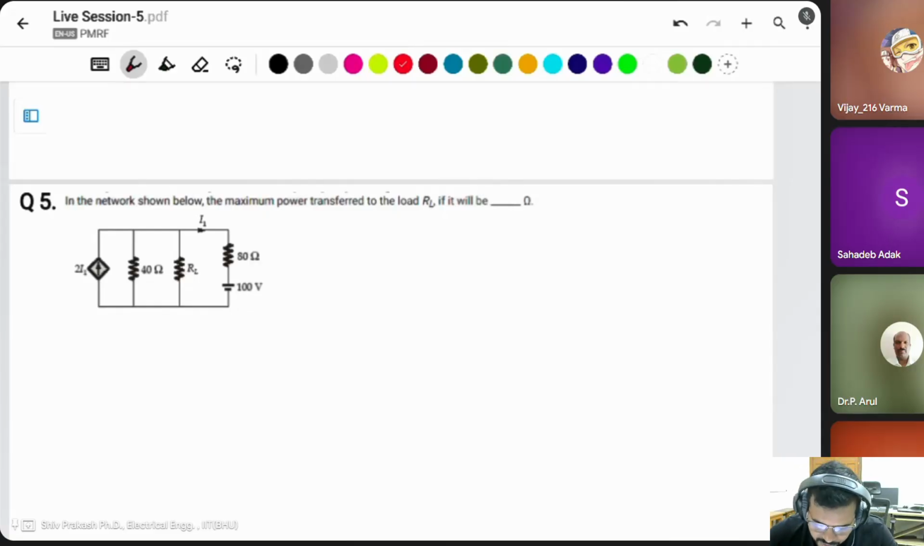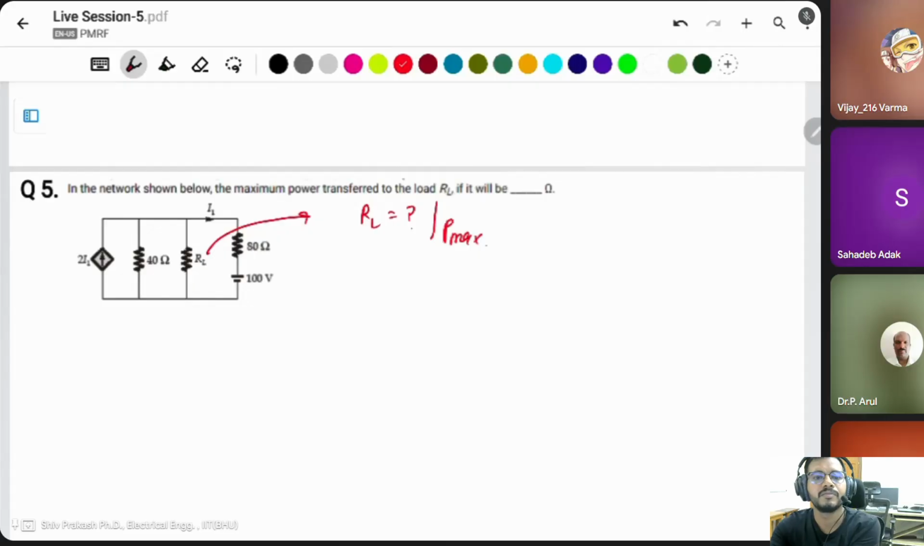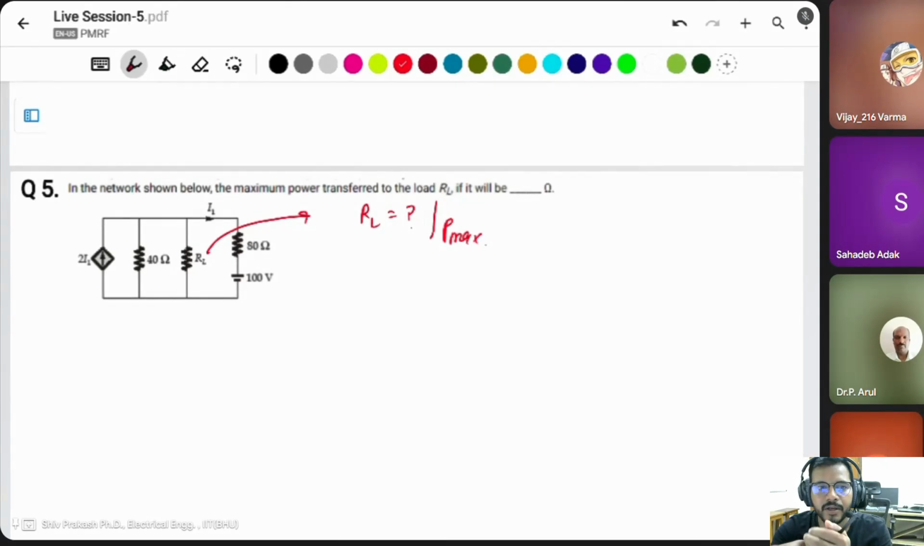Next question: in the circuit shown below, the maximum power transfer to the load RL is asked. It is asking the value of RL for maximum power, P max. A dependent source is there. If there is a dependent source and the question asks for the value of RL for maximum power transfer, you simply have to find the RTH. Then you know RTH is equal to RL for the maximum power transfer.